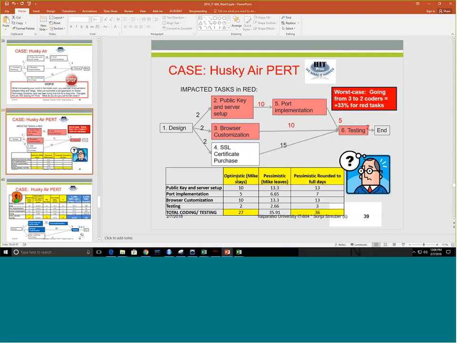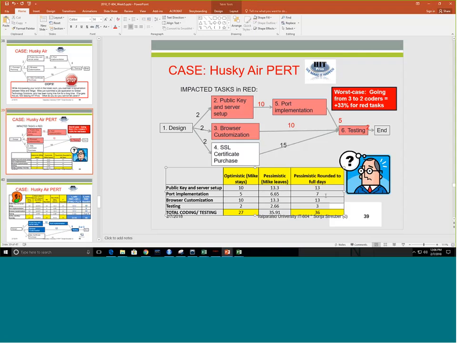So here are our optimistic durations. Here are our pessimistic durations. You see here to 10, I have added 3.3, right, because that is 33%, and so on and so on. So now, if I round my pessimistic estimate to full days, then all of a sudden my public key and server setup, which if Mike stays takes 10 days, really is much more likely to maybe take 13 days, right?